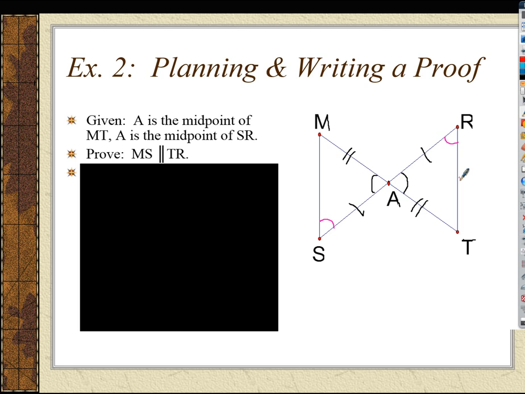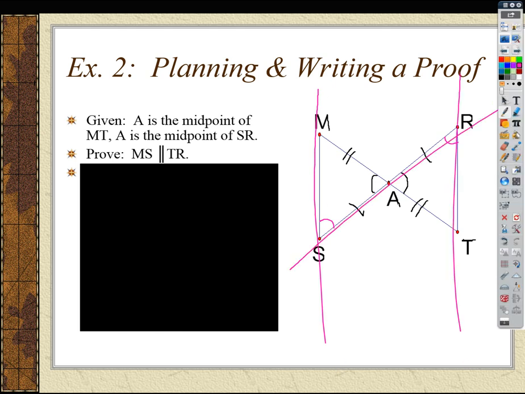Then by CPCTC, those are congruent, so that tells us that if alternate interior angles are congruent, then the lines cut by the transversal are parallel, right? So we got it. It's a cool proof. That makes sense? Okay.